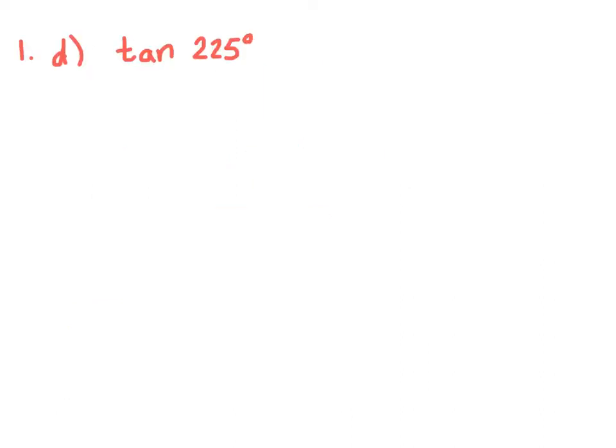Question 1D asks us to find the tan of 225. It actually doesn't ask us to find it. We're going to find it anyways, just as practice. But it asks you to find the related acute angle B and the sign of tan 225. So this is what we would do. The first thing we're going to do is draw tan of 225.